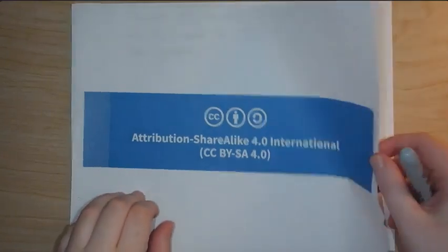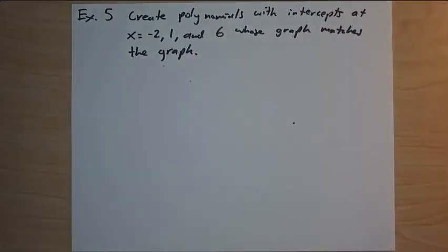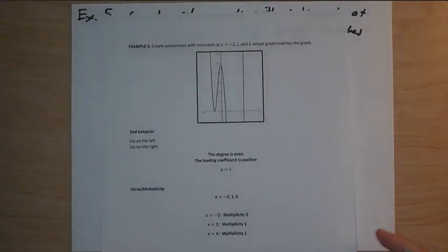This is Lab 26, Example 5. We want to create polynomials with intercepts at x equals -2, 1, and 6, whose graph matches the graph. The graph is on this piece of paper.